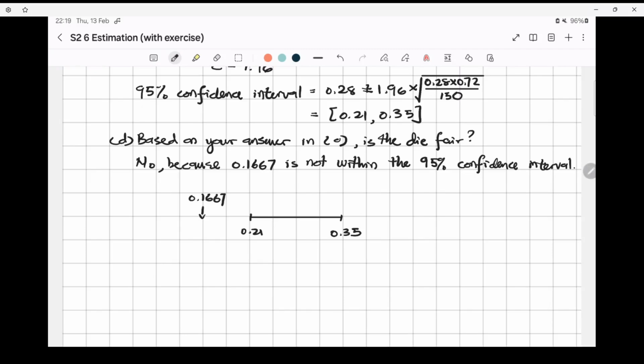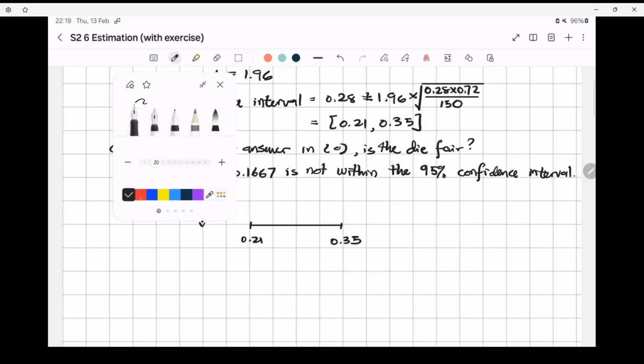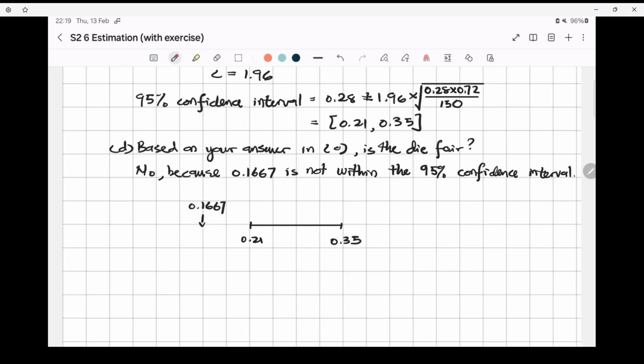If let's say you have a value in between, sorry, I quoted the question wrongly. If let's say this is your confidence interval, then because 0.1667 is inside your confidence interval, there's no evidence for you to reject the claim. So you can say that the die is fair.